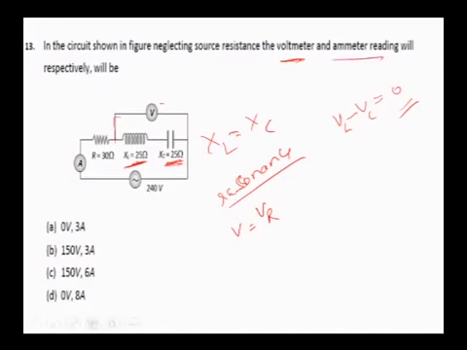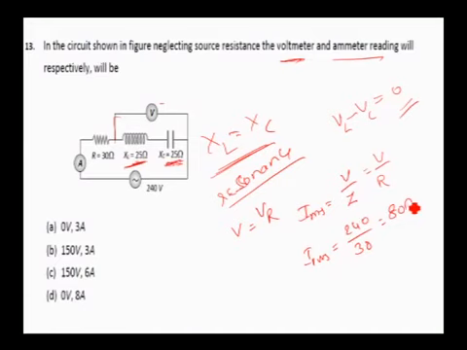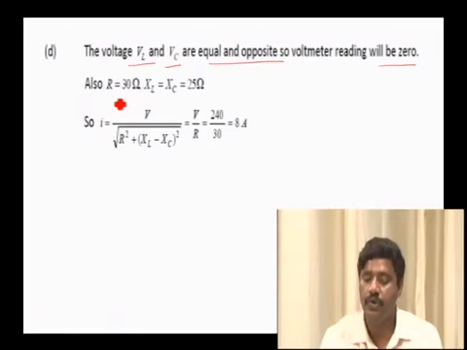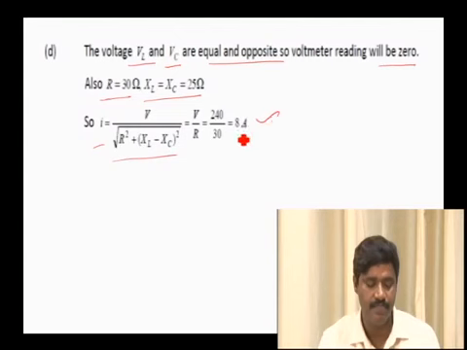But the ammeter reading. Ammeter is nothing but current IRMS. It is total voltage divided by the total impedance. But resonance means XL is equal to XC. It is V divided by Z, which is equal to R. Then IRMS, V is 240, Z is 30, then 240 by 30 is 8 ampere, which is option D. Look at this, voltage across VL and VC, they are equal and opposite, hence voltmeter reading 0, resistance 30, XL, XC 25, the current is equal to 8 ampere.